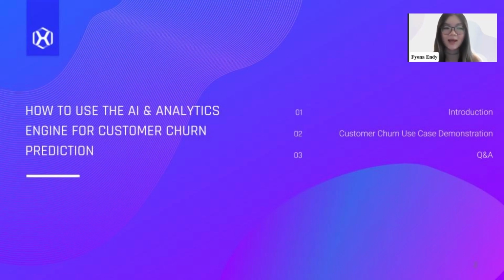For today's session, I am joined by one of our expert data scientists, Ray, and he will take you through how to predict customer churn step by step using a new feature in the AI Analytics Engine, which is Explainable AI. We will start the webinar with some introduction, followed by the customer churn prediction use case demonstration, and we will also have a Q&A session at the end. So if at any point of time you have any question for us, feel free to pop your questions in the chat box or in the Q&A section.